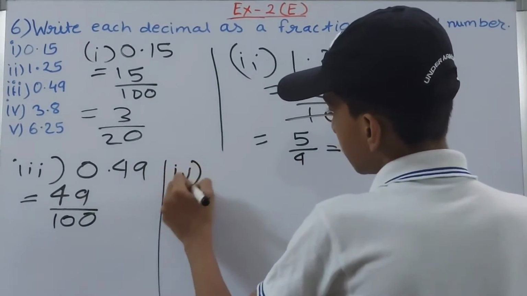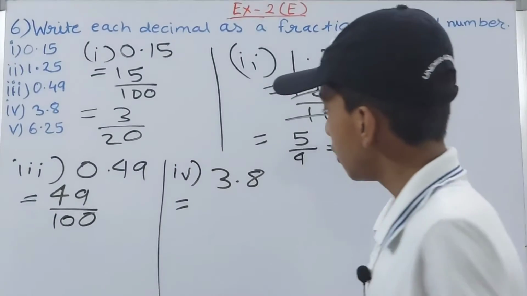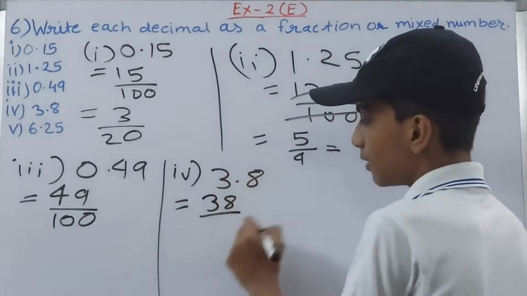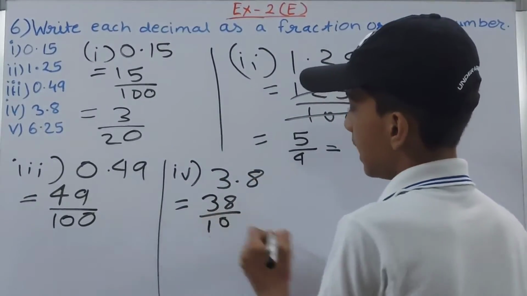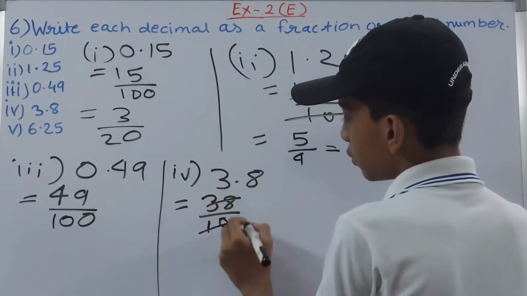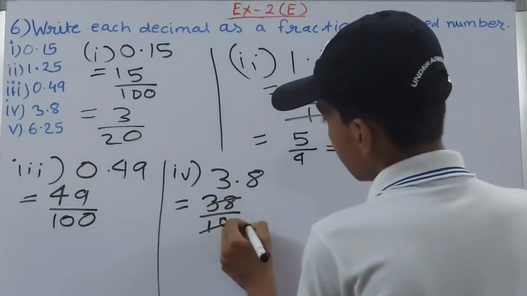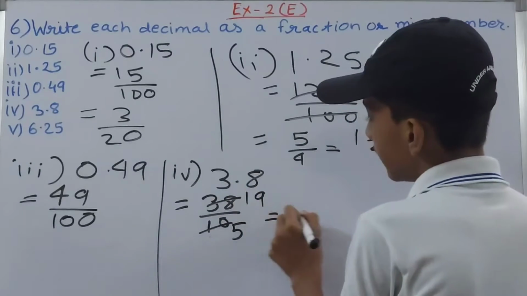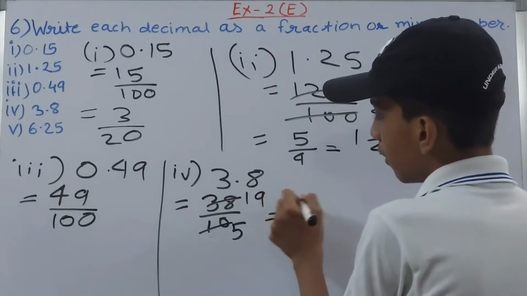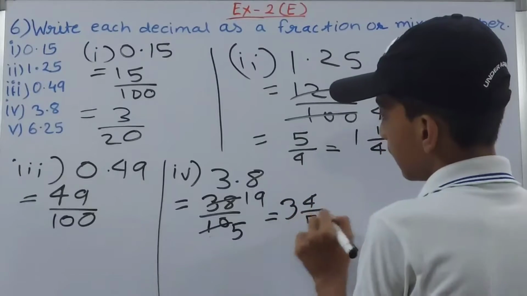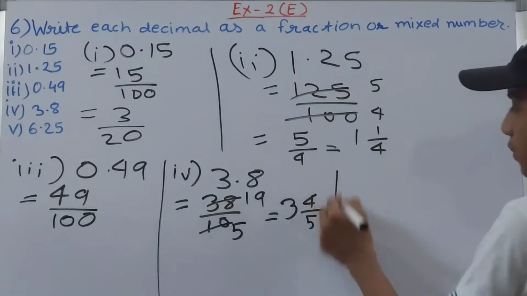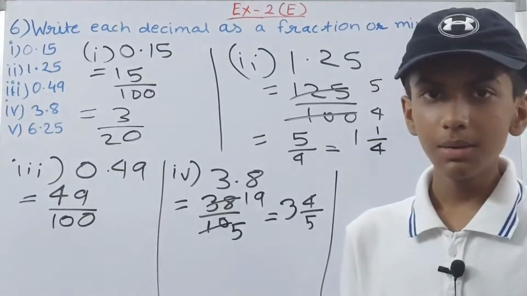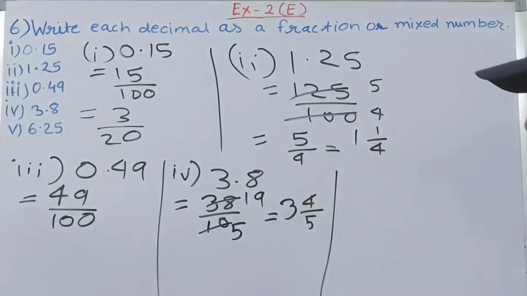Then the fourth is 3.8. We remove the decimal, so 38 upon 10, since there is 1 place after the decimal. We simplify by 2 to get 19 upon 5, and you will get 3 whole 4 upon 5. Whenever we get an improper fraction, we always convert it into a mixed fraction or mixed number.